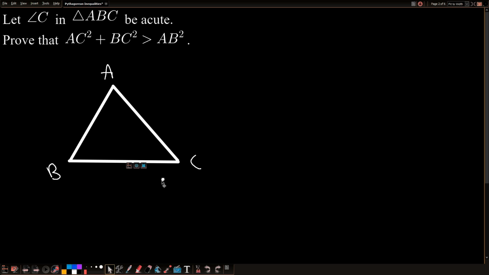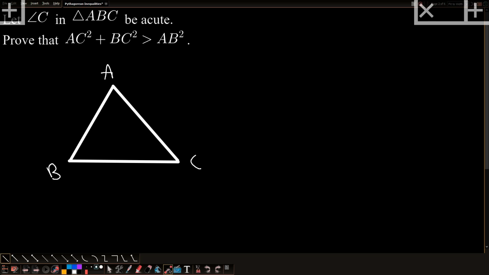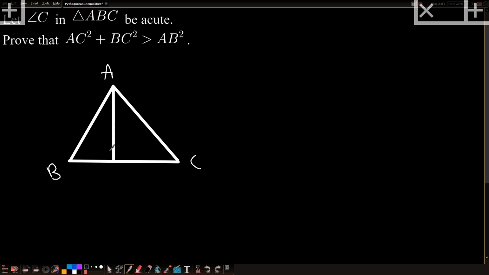Well, look at what we are trying to prove: that AC squared plus BC squared is greater than AB squared. That reminds us of the Pythagorean theorem, which we know is related to right triangles. So we should form a right triangle in this problem. We can easily do that by dropping the altitude from A to BC. Thus, we get a right triangle, and I'll label this point X. Okay, well, what can we do from here?